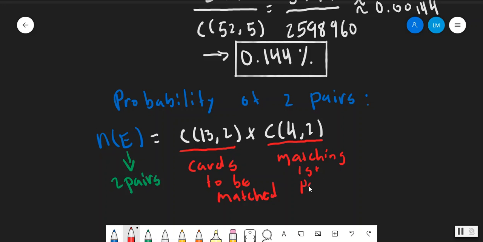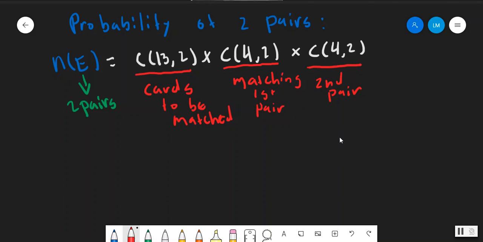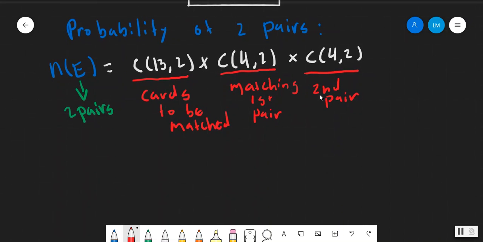And we'll just say the first pair. But then we also have that this is going to be multiplied by, well, similarly, the second pair to be matched. So we have that. And we'll just put second pair. Now, this is key right here. If we're going to select two cards of which will be matched, that makes 4. But then we need to account for that other card that we need to pick.